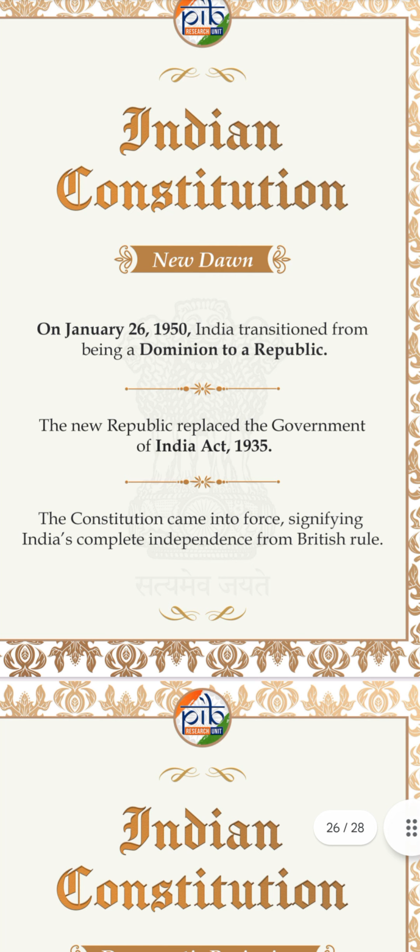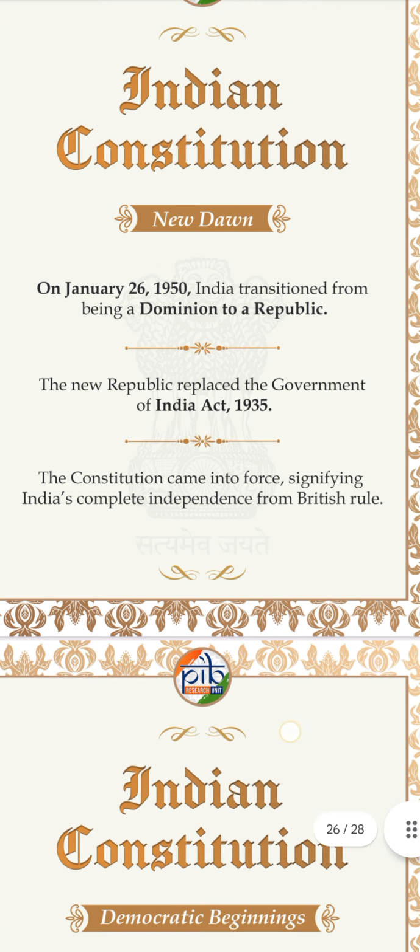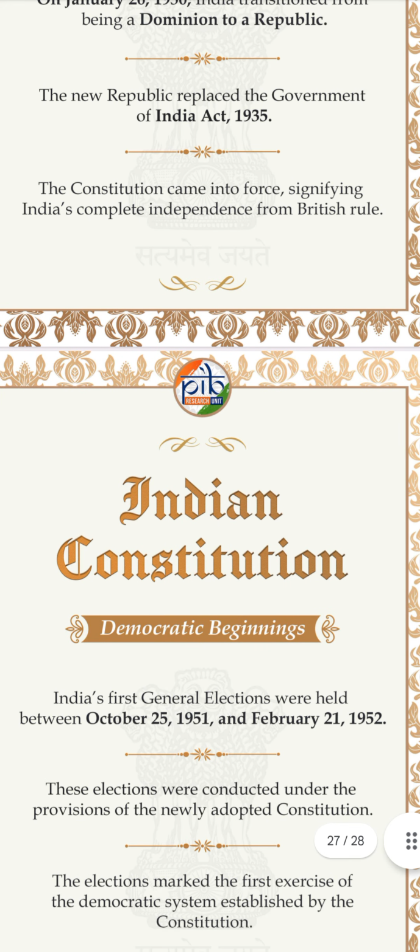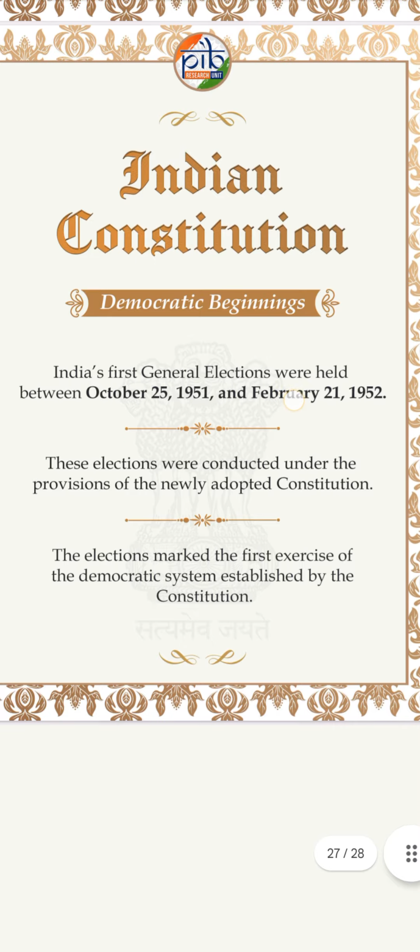On January 26, 1950, India transitioned from being a dominion to a republic. The new republic replaced the Government of India Act 1935. The Constitution came into force, signifying India's complete independence from British rule.